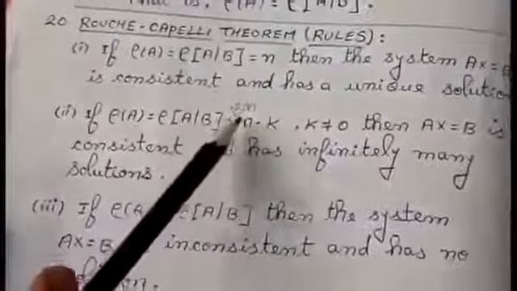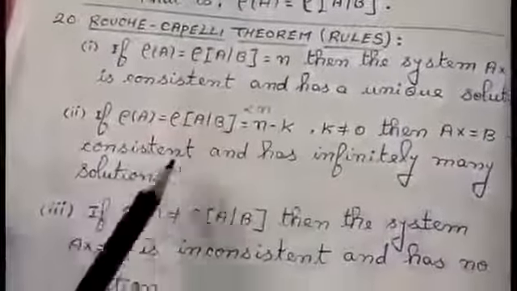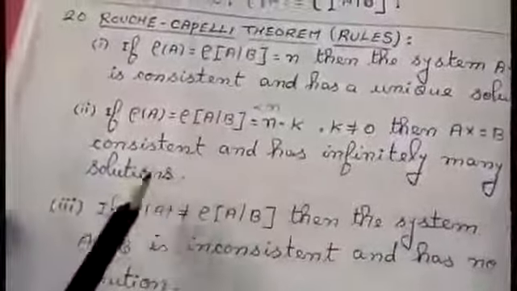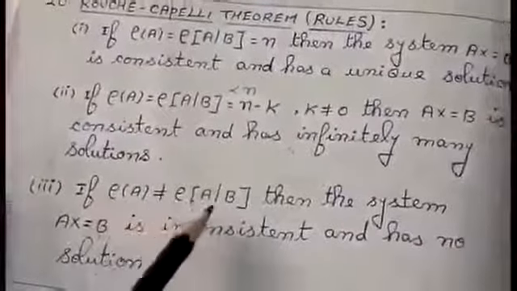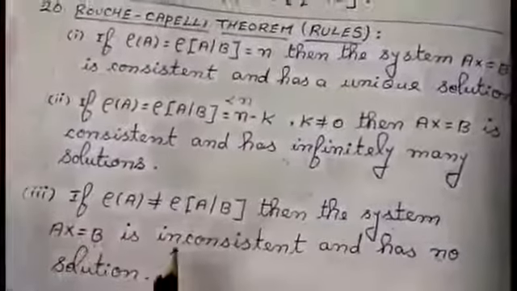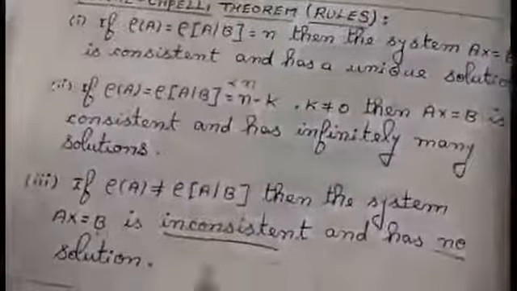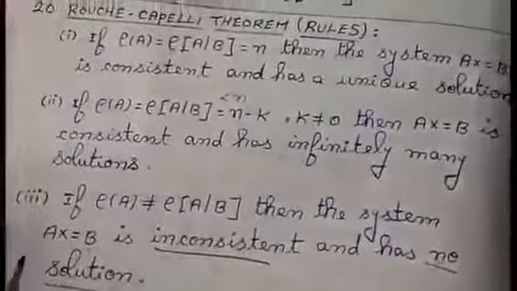Second, rank of A is equal to rank of AB equal to n minus k, that is less than n. When I am doing the sum, I will explain this second part. We can say that it is consistent and has infinitely many solutions. The third one: if rank of A is not equal to rank of AB, then the system Ax equal to B is inconsistent and has no solution. Based on these three concepts, we are going to do the exercise.